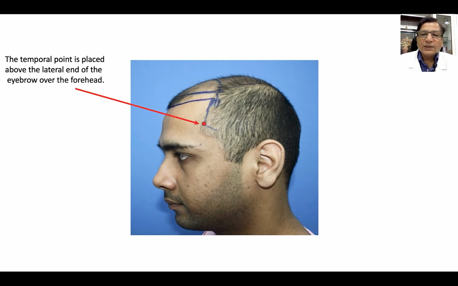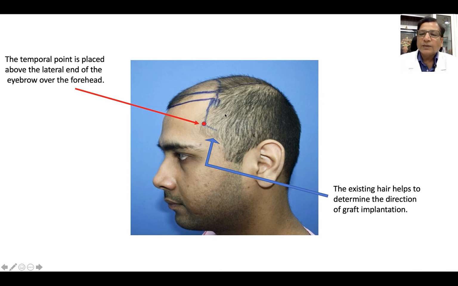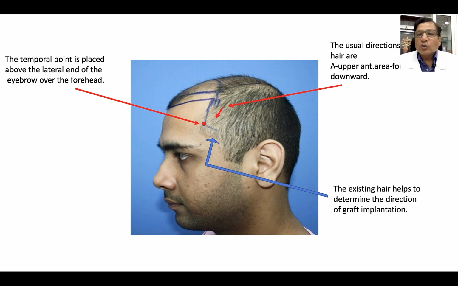Now the existing hair, we call them the ghost hair. They are the best to help you with the direction and the angle of the graft. So in most conditions, hairs get thinned out, grossly miniaturized, but even then they are there to help you as far as the direction and the angle is concerned. Then the usual direction, if they are not there, what is normally?